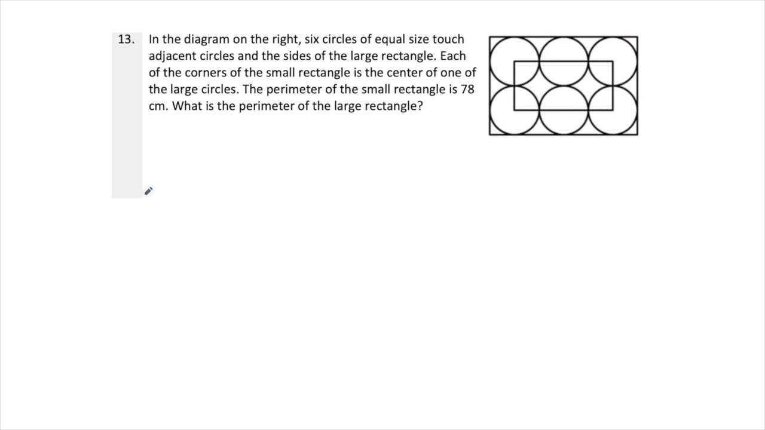We can see from the diagram on the right that the perimeter of the small rectangle is made up of 8 radii. So that means the length of each radius is equal to 78 divided by 8, which is equal to 6.5. Based on the diagram, the large rectangle is made up of 20 radii, so the perimeter of the large rectangle is equal to 20 times the length of each radius, which is 6.5, which is equal to 130. So the answer to this problem is 130 centimeters.